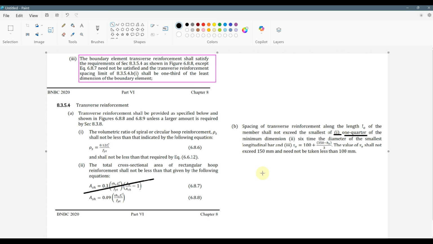I hope I could clarify the code requirements in designing shear walls. In the next videos, we will go through the structural design, flexural design, shear design, and boundary element design of the walls from the ETABS model. Thanks for being with us.